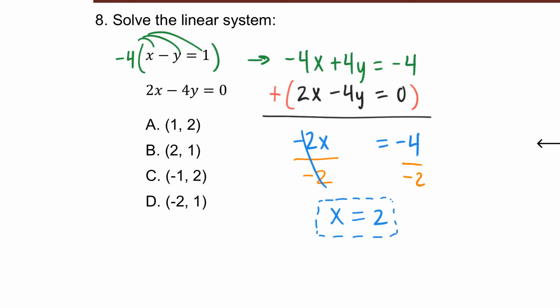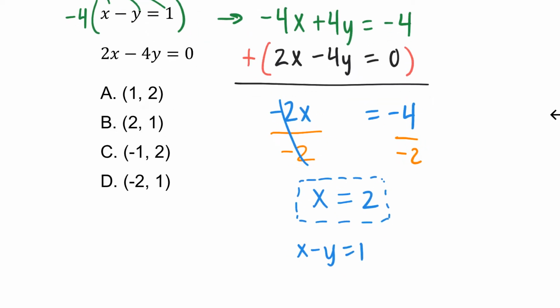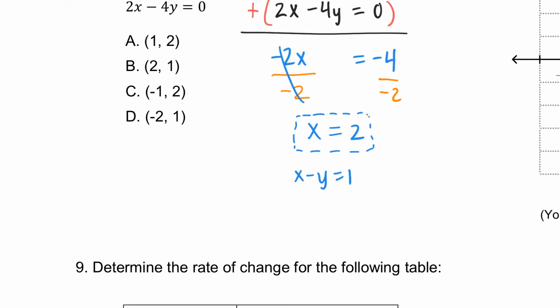Once we know one of the variables, you can come back to either equation and put that variable in and then solve for the other variable. So we know for sure that x is 2. So I'm going to take that first equation, x minus y is equal to 1. I'm going to put a 2 in where the x is. So literally I'm just going to put a 2 in. So 2 minus y is equal to 1. And if you think about this, if you have 2 minus a number and you get 1, then you must be subtracting 1. But anyway, we can use algebra to solve for this.